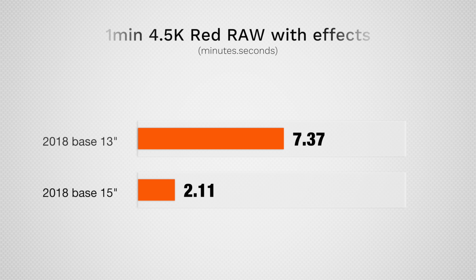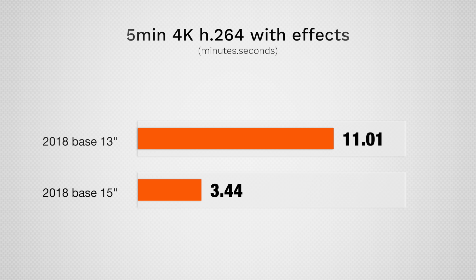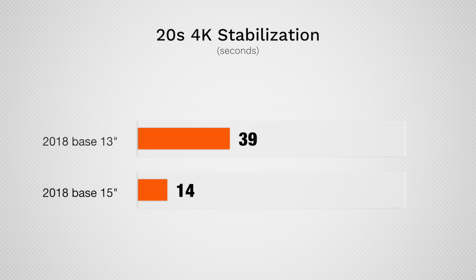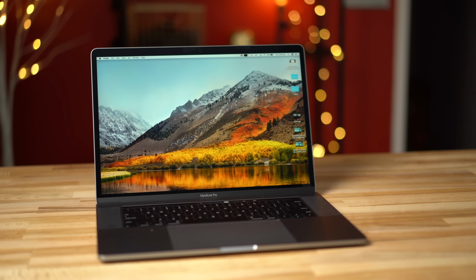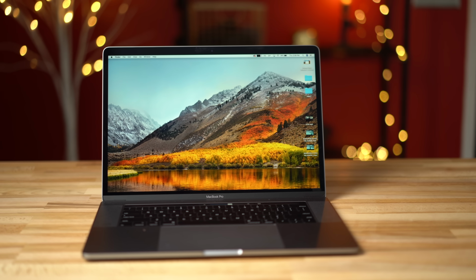As you can see, there's a massive difference when exporting a 1 minute 4.5K Red RAW clip with added effects. Now with the 5 minute 4K H.264 clip with added effects, the 13-inch model took almost 3 times as long to finish the export. Stabilizing a 4K clip also took way longer on the 13-inch MacBook Pro. We also tested the Bruce X Final Cut Pro benchmark, and again, the 13-inch took almost twice as long. Based off those tests, the base 15-inch MacBook Pro is the obvious choice for video editors.